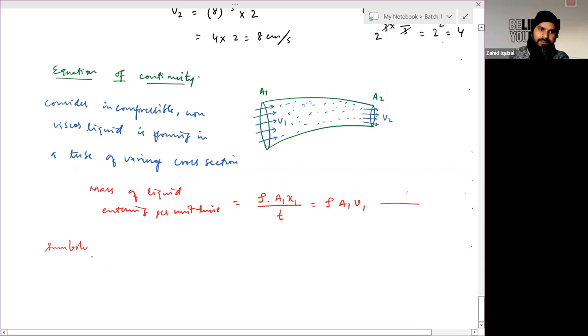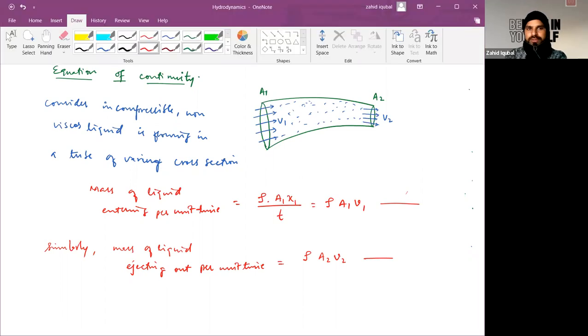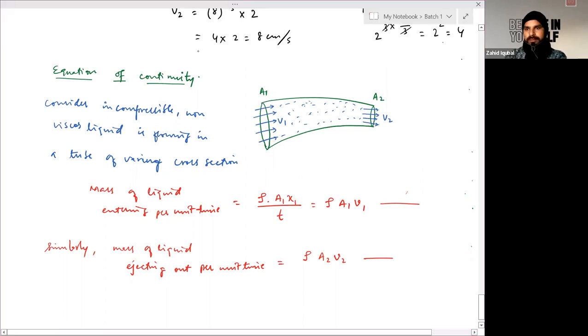Similarly, we may write mass of liquid ejecting out per unit time. So it will be density into area into velocity at second part. Now, according to conservation of matter, you will say mass of liquid entering from one part must equal mass of liquid ejecting from the other part. Okay.